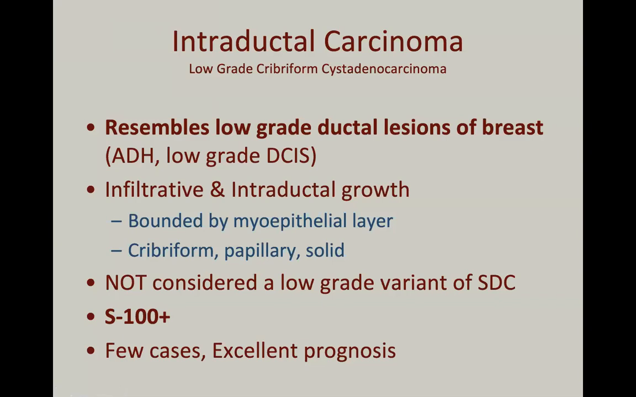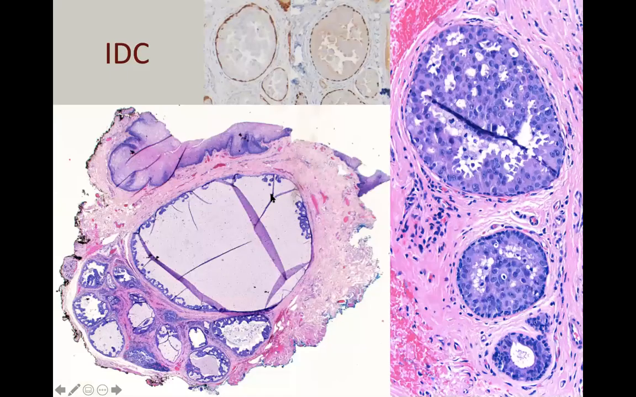Next one is intraductal carcinoma, which resembles low-grade ductal lesions of the breast, like low-grade DCIS or ADH. And in fact, these are actually not invasive. Intraductal says it all. These carcinomas proliferate within the ductal systems and do not invade. So how do we decide that?